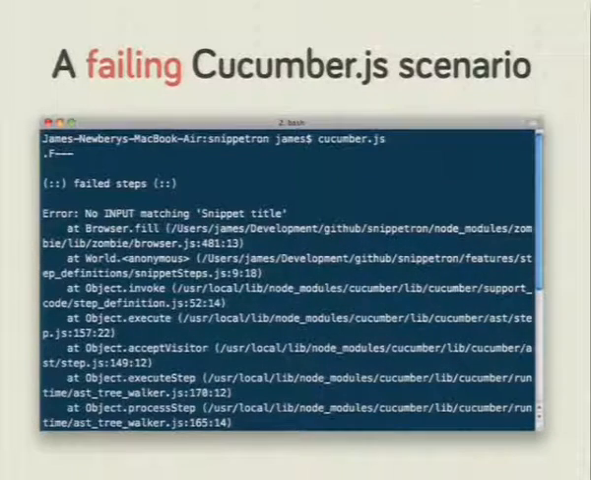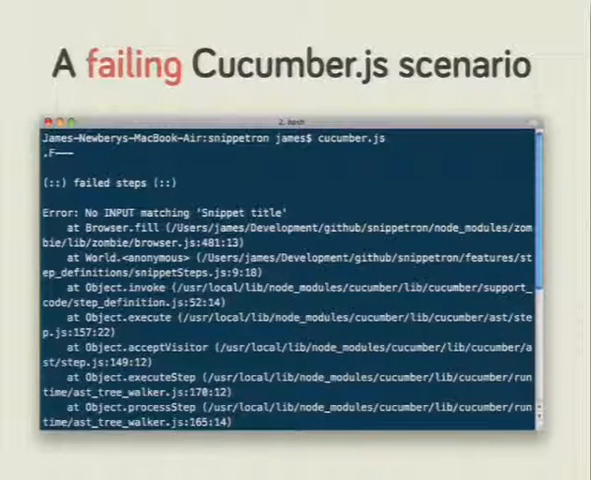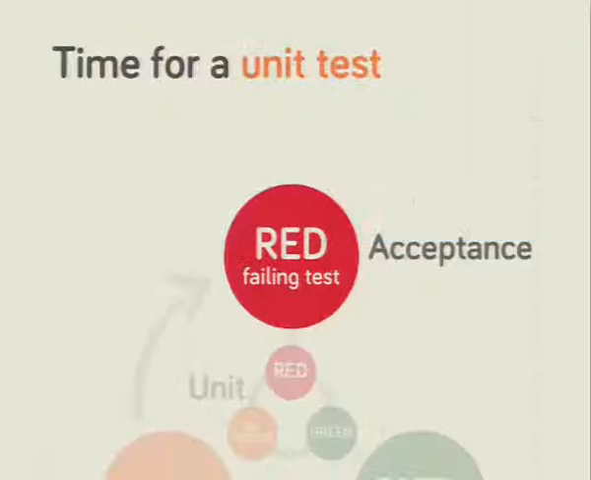So again, this is what a Cucumber test run output looks like. And again, the error is fairly similar. So this time we have no input matching snippet title. So it's trying to enter the value into the snippet title field, and it can't find it because it doesn't exist. So that's a lot of work up front. You haven't written any code yet, right? But it's time to write even more tests before you even start writing code.